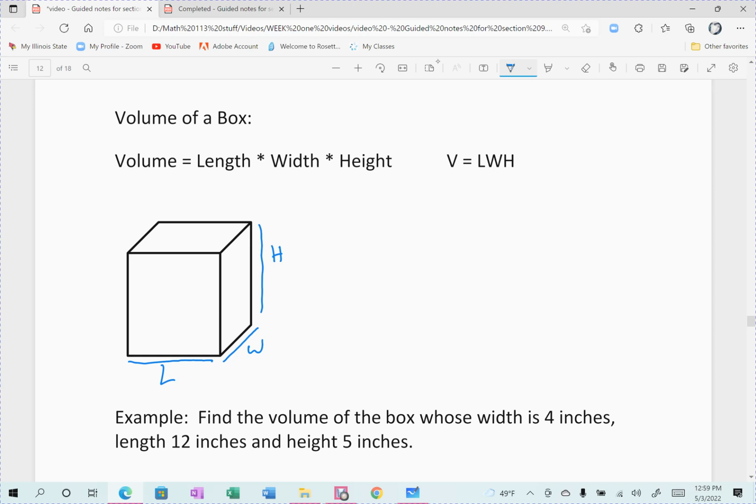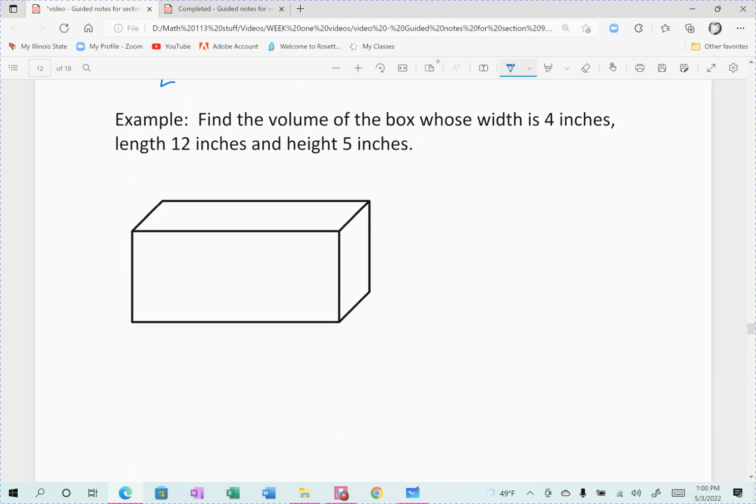And the units on these, well, when we find the volume, it's the length times width times height. The units are cubic because there are three numbers, so it's going to be three times the unit value. So cubic units, so cubic feet, feet cubed, inches cubed, meters cubed, and so on. These are our cubic units.